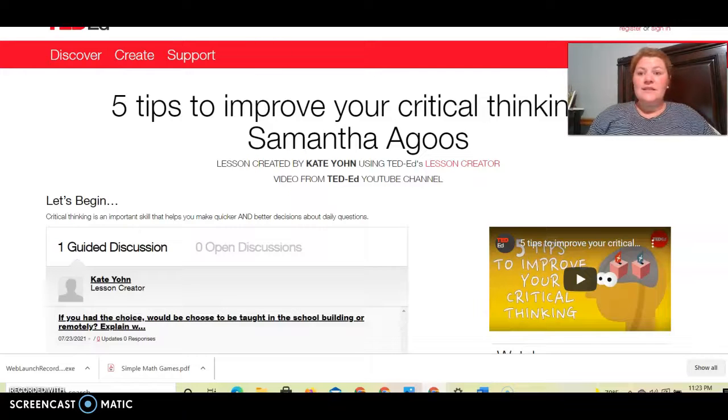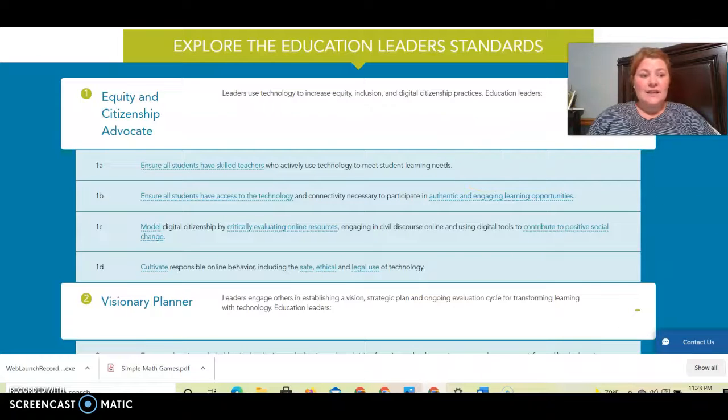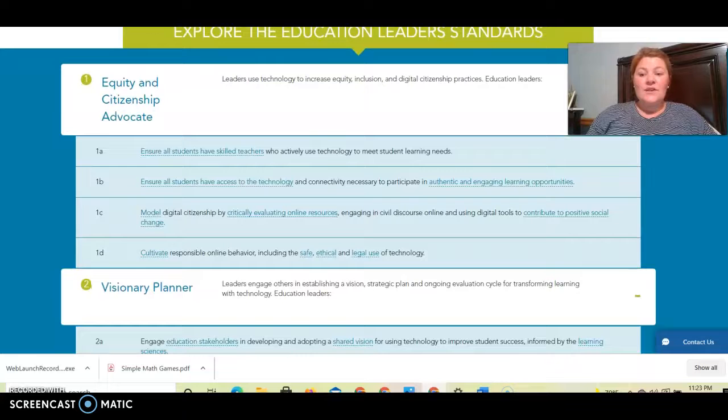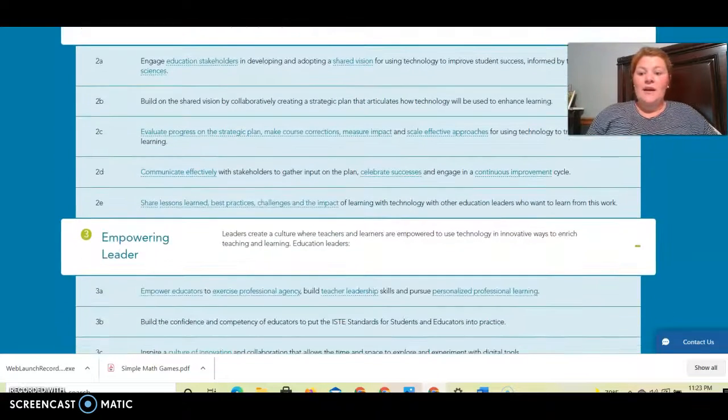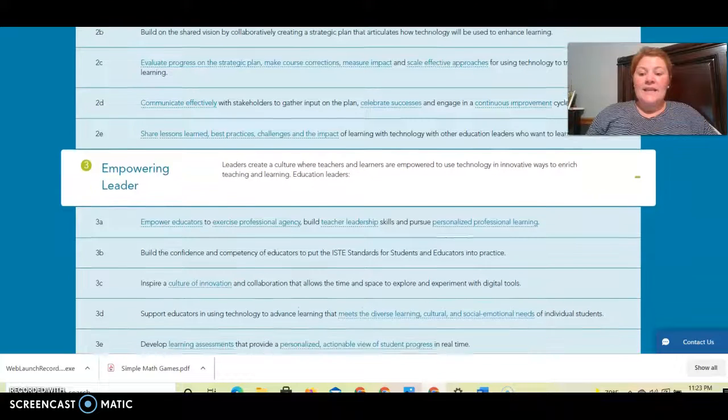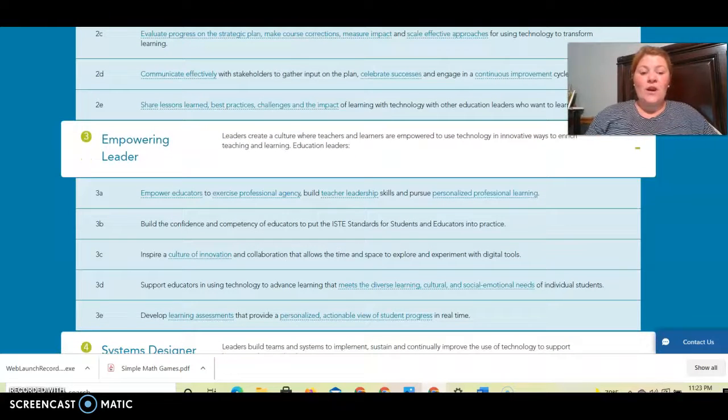If we're looking at the ISTE standards, I think that this falls in really well with equity and citizenship. And it also allows for teachers to create lessons and then share them with fellow teachers, which is inspiring a culture of innovation and collaboration through the use of these tools. One teacher creates a social emotional lesson, and it can be used throughout the whole school.